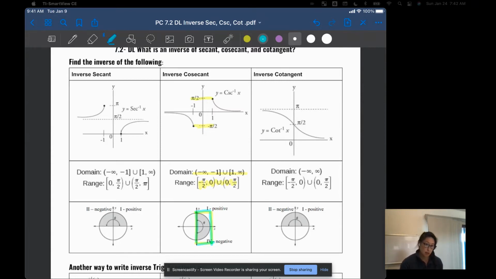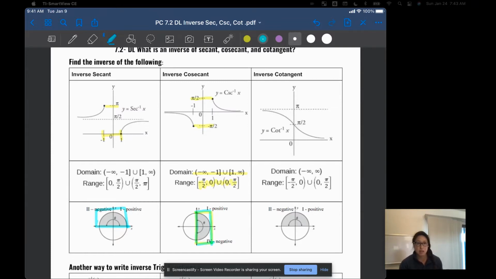In secant, we have a really similar setup. We can't equal values that are between -1 and 1 for the domain. And for the range, the values are always given to us between 0 and pi. That would be represented on the unit circle from quadrant 1 to quadrant 2.